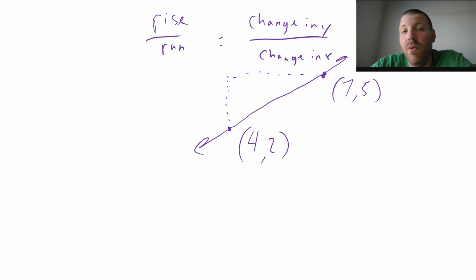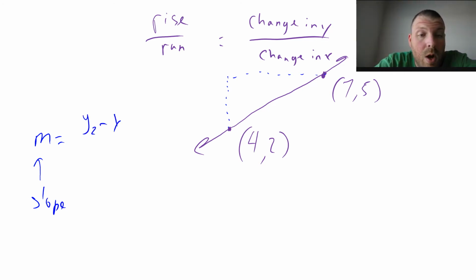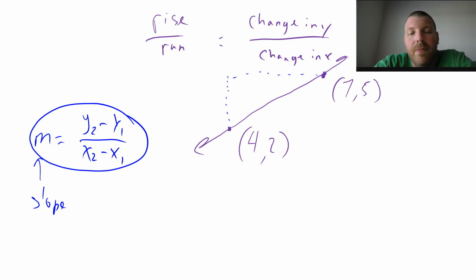And so there's a formula for it, and it's m. And man, I don't know why it's called m. I can't tell you, but m means slope. I guess s was taken. I don't know. m = (y2 - y1) / (x2 - x1). And so this is the slope formula.